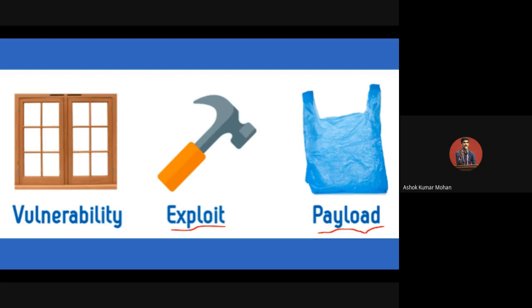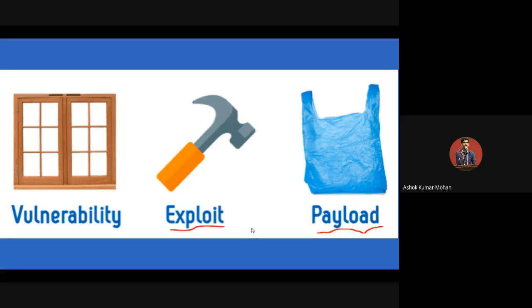So vulnerability is the weakness. The exploit is the actual malicious or bad program. In computer terms, it's going to be a bad program, what we call viruses, malware, and all sorts of things. And the payload is a container. The cover is good looking, but inside the cover, something bad is there. So with this layman's explanation of vulnerability, exploit, and payload, I'll get on to a typical definition.